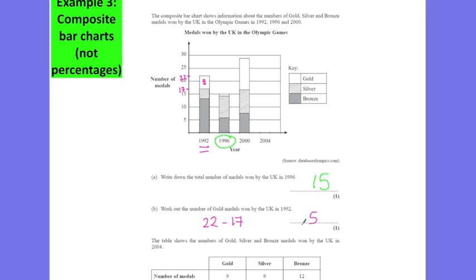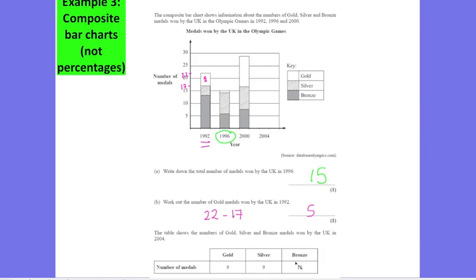We're then provided with a table which shows the numbers of gold, silver and bronze medals won by the UK in 2004. So we're going to have to put this information onto the bar chart here. We're going to be starting with bronze. In line with the other bars, they have the first section to represent the bronze. So taking your ruler and using the spaces shown, our first part will go up to 12. So we're going here to 10, 11, 12.